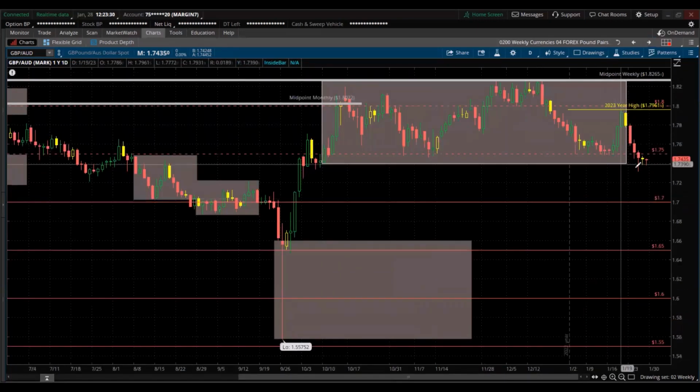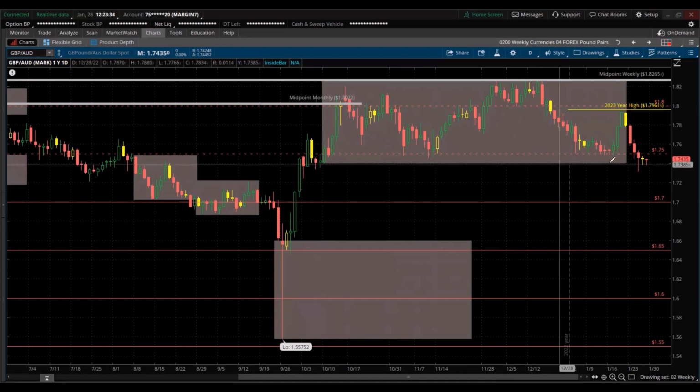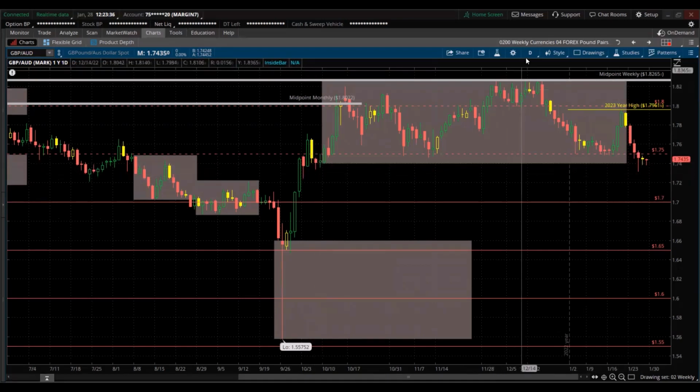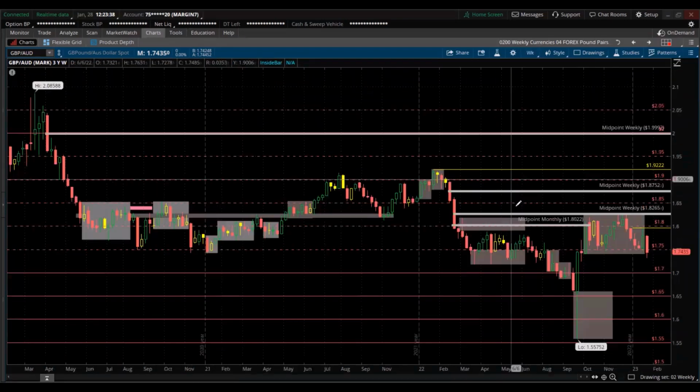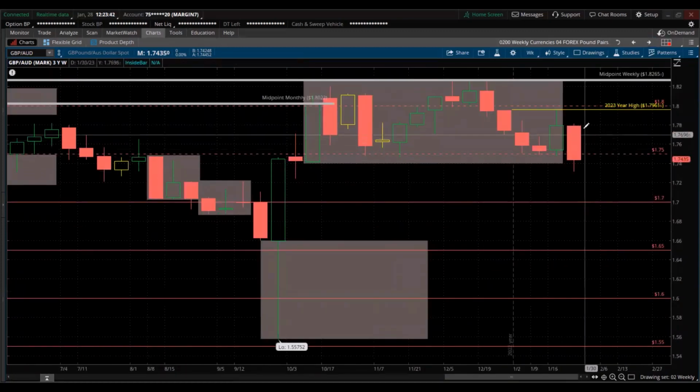Interesting. Yep, right there. That was the swing point, and we tested it. So taking that up back to the weekly, one might see a possible retracement up inside of here.